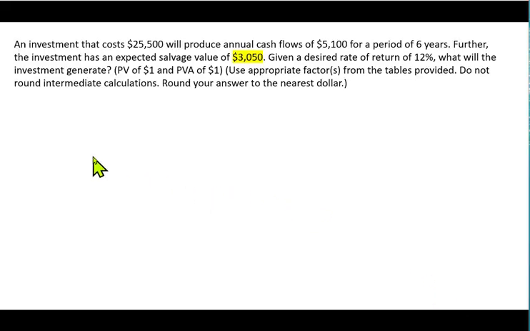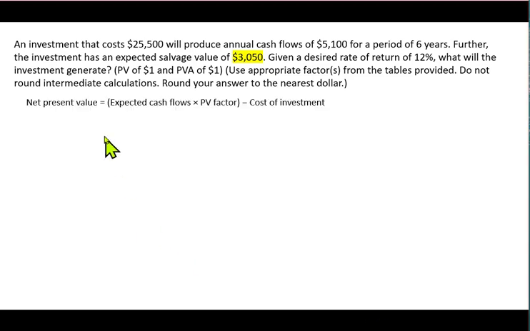Our next problem. An investment that costs $25,500 will produce annual cash flows of $5,100 for a period of 6 years. So we're dealing with a series of equal payments. Further, the investment has an expected salvage value of $3,050. That means that at the end of the 6-year period, we can sell this investment and get back $3,050, which is another cash flow that's coming back to us. So we've got $5,100 every year for 6 years, and at the end of 6 years, we've got a $3,050 cash flow. So we're going to compare all those cash flows that are coming in, including the salvage value, with the cash flow going out, which is the cost of this investment, which is $25,500, and see exactly if we have a positive or a negative net present value. So let's do that.